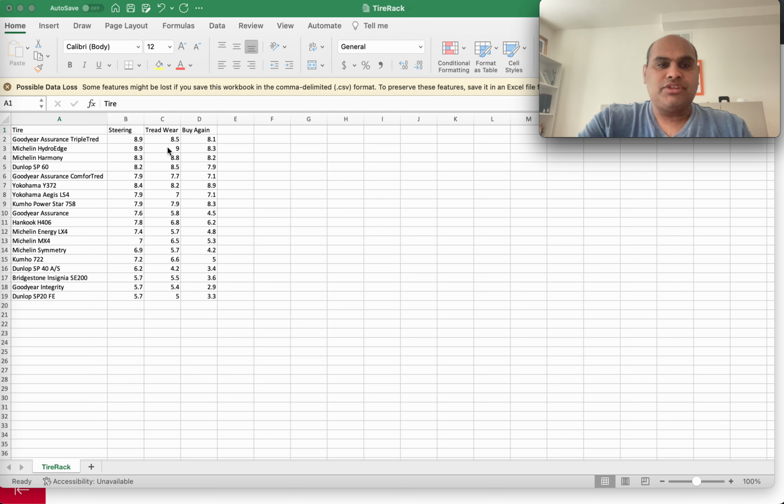So now the question is, if a new tire comes to market, and they're able to figure out the steering and tread wear, can they predict whether customers who buy this tire will buy it again, that the rating for buy again will be higher? That's what they're trying to predict. They want tires that customers will come back and buy again and again, so that they can have it in stock.